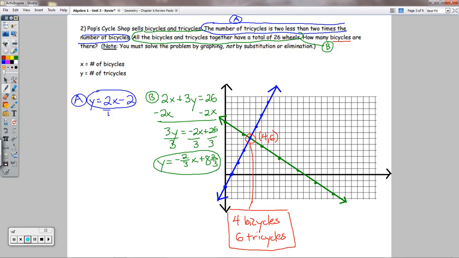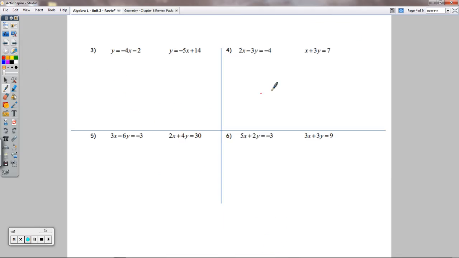Number 3, 4, 5, and 6, we're going to use substitution or elimination on these questions. Whatever looks easier, that's what I'm going to use. So on this first one, I notice y equals this and y also equals this. So if y equals 2 different things, I can set those 2 different things equal to each other. That's substitution right there. So negative 4x minus 2 equals negative 5x plus 14.